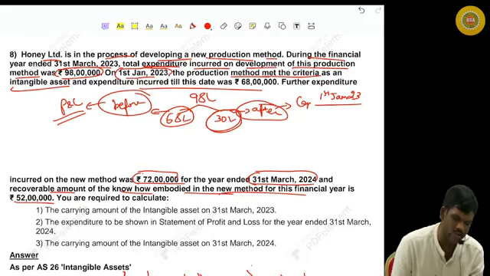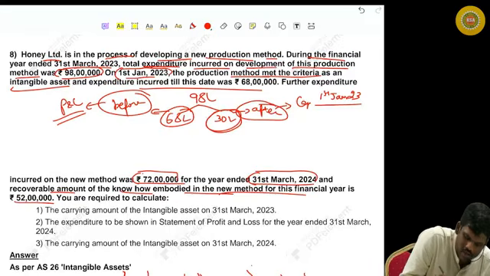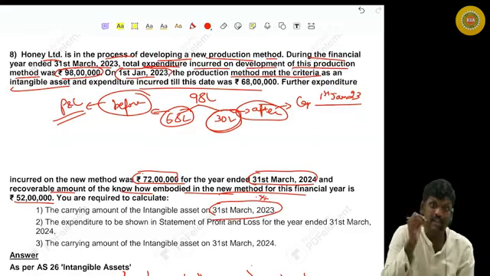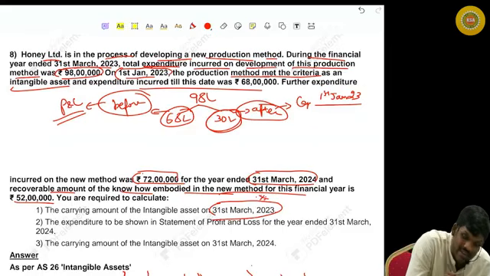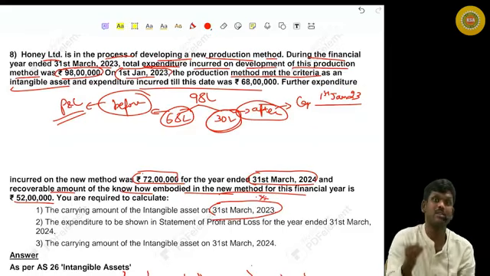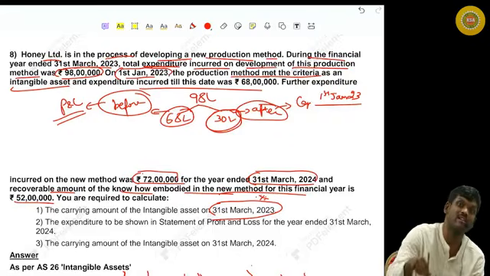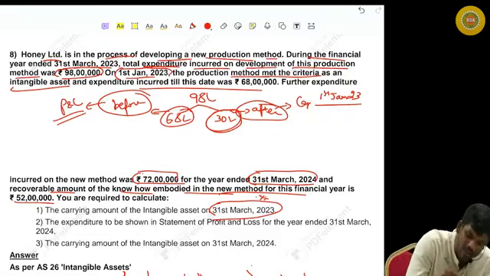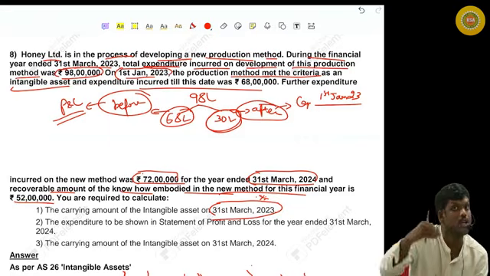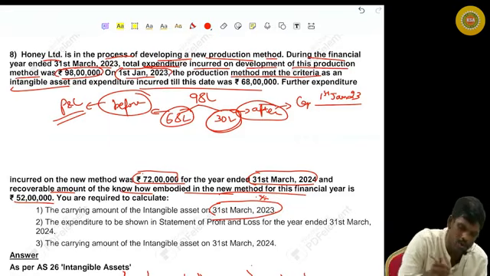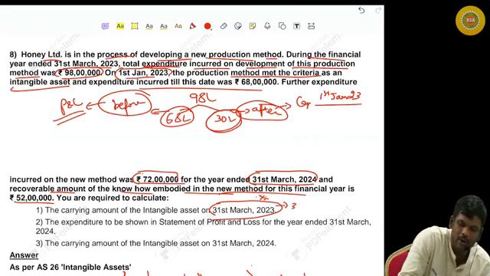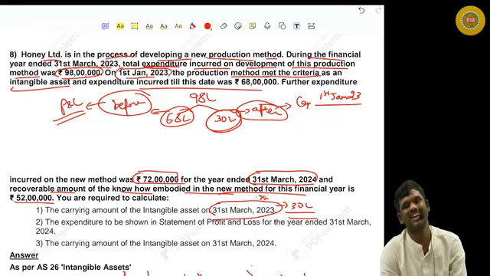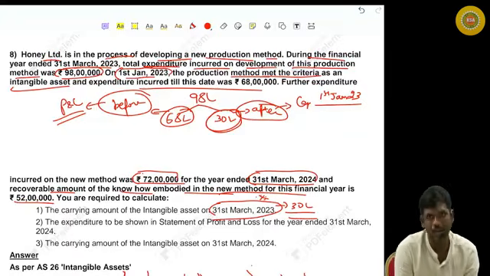You are required to calculate the carrying amount of the intangible asset as on 31st March 23. See the dates carefully. As of 31st March 23, the 72 lakhs wouldn't have been incurred, because this 72 lakhs was incurred in the year ended 31st March 24. For the year ended 31st March 23, this 68 lakhs would have gone to P&L, so it will not form part of the carrying amount. Remaining 30 lakhs only will form part of the carrying amount. So that will be the carrying amount as at 31st March 2023.